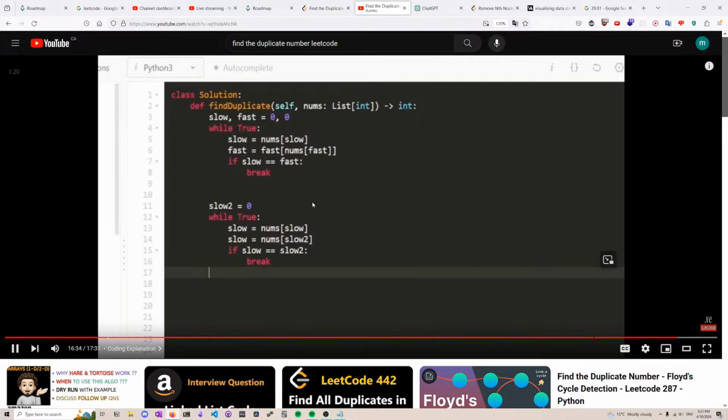That's the duplicate. We can actually take this and return it here. So I'm just going to go ahead and do that, and this is the entire solution.